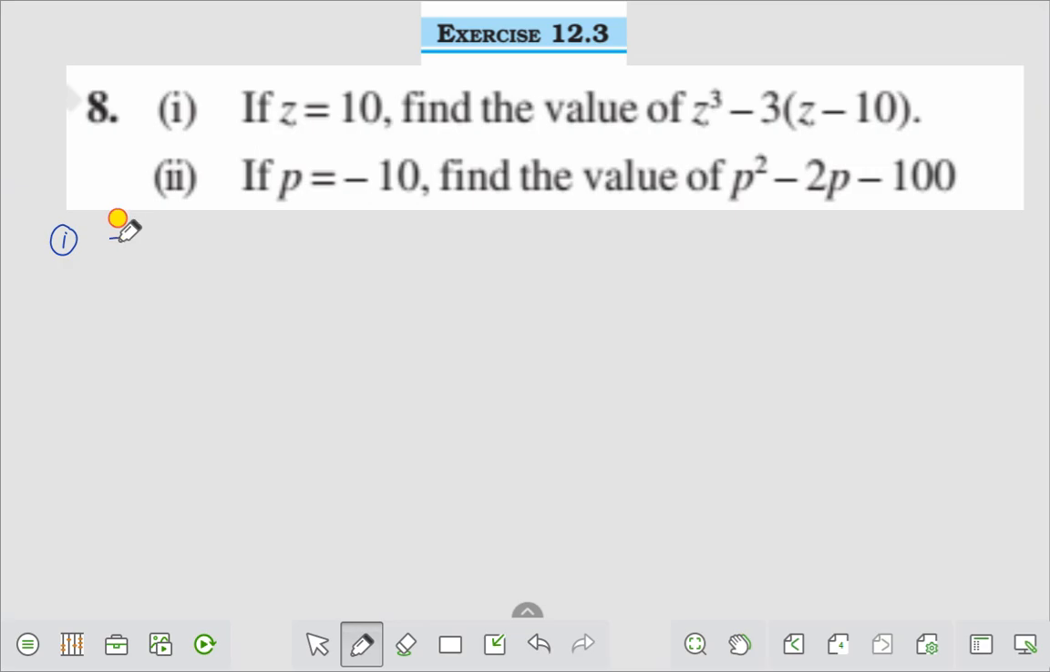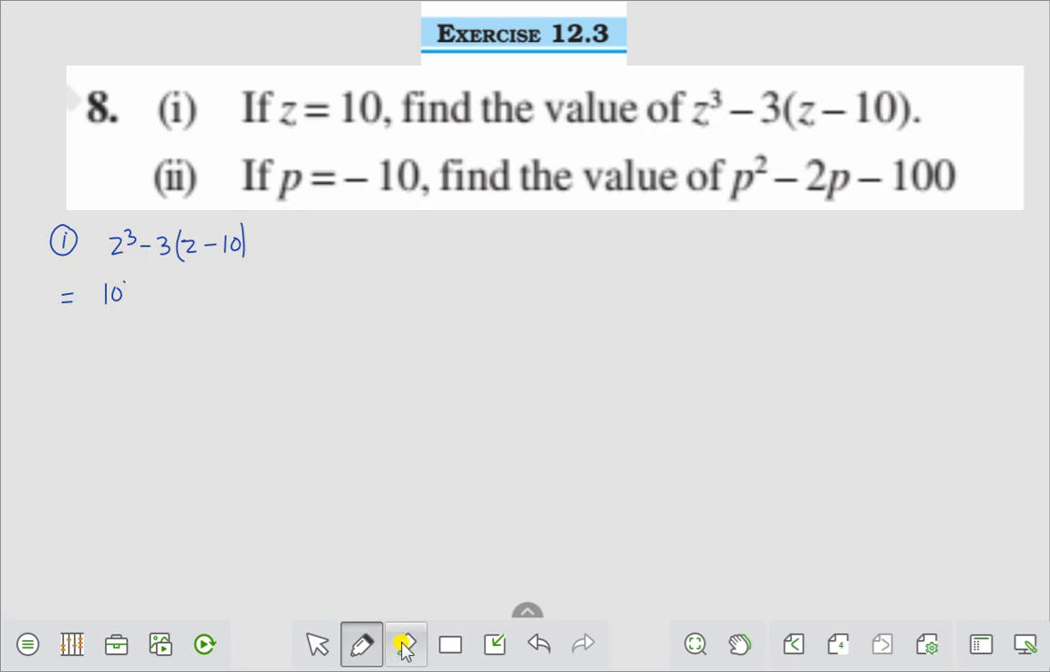The first one is z cube minus 3z minus 10. That will be equal to z cube. The value of z is 10. 10 to the power cube.